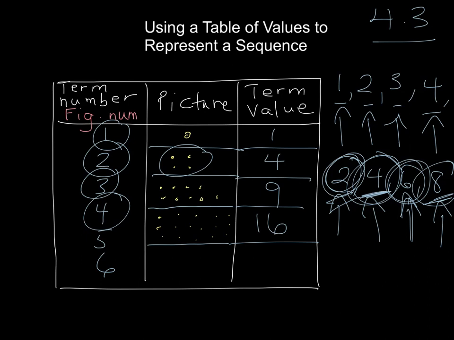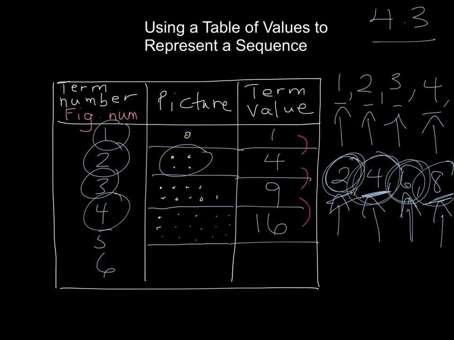So now we have to figure out what the pattern is. So in grade 7, we use language like start with 2, add 5, or something like that. It gets a little more complicated in grade 8, but that's kind of the language we're going to be using this year. So what I like to do is first, using your term values, you go from one number to the next and see what it is increasing by.